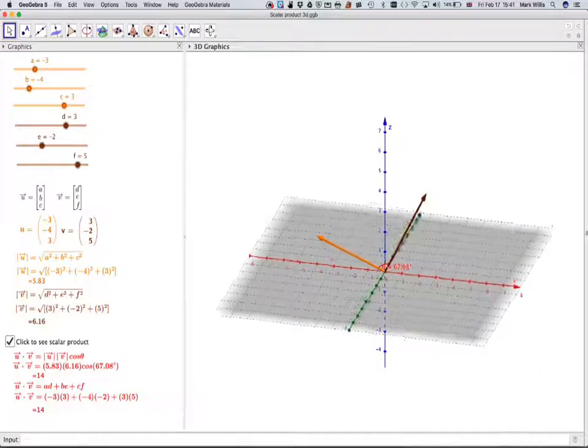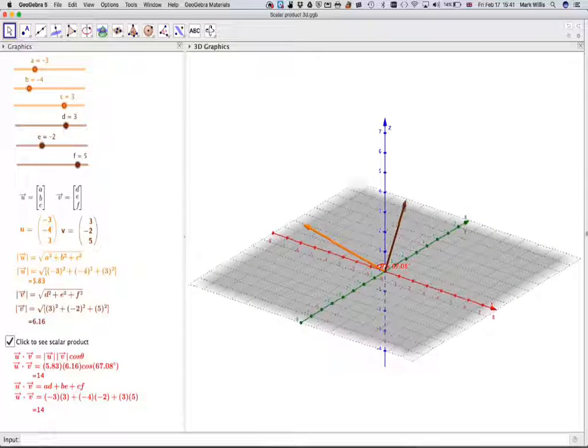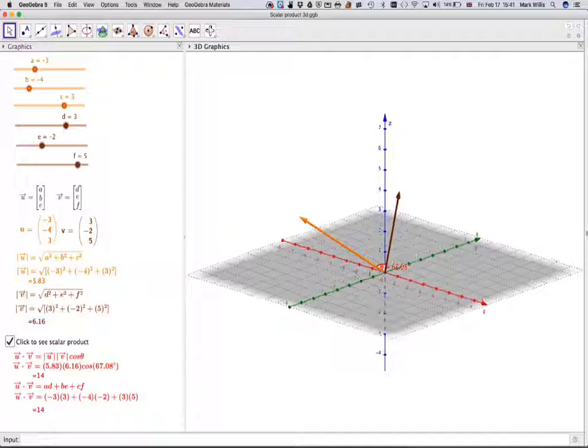So this applet I will attach into the notes of the video, and then you can use it by changing the sliders to get other different vectors and work out the angle. It will work out the angle here for you.